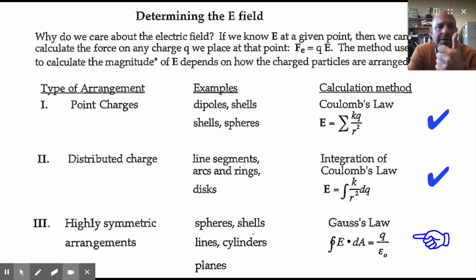We had the first method, which worked for point charges or shells or that kind of stuff, using Coulomb's law and discrete particles. Then we used sort of an integrated version of Coulomb's law for line segments, arcs, rings, disks, things like that. And then in this video, we're going to talk about Gauss's law, which uses a surface integral, or at least sets one up to help us think about these things.